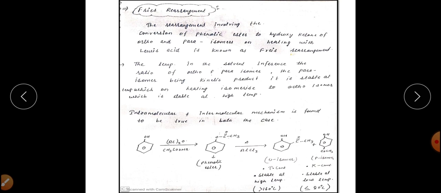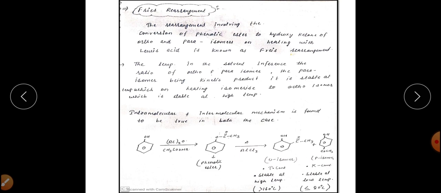Next important point about this particular reaction is that this reaction can have both types of mechanisms, that is intramolecular as well as intermolecular. There are several evidences that indicate that the mechanism proceeds in an intramolecular manner, and similarly there are some evidences that prove that it happens in an intermolecular way.